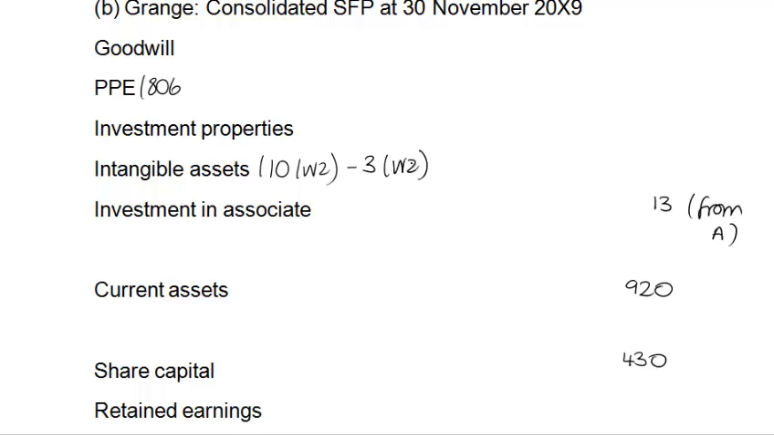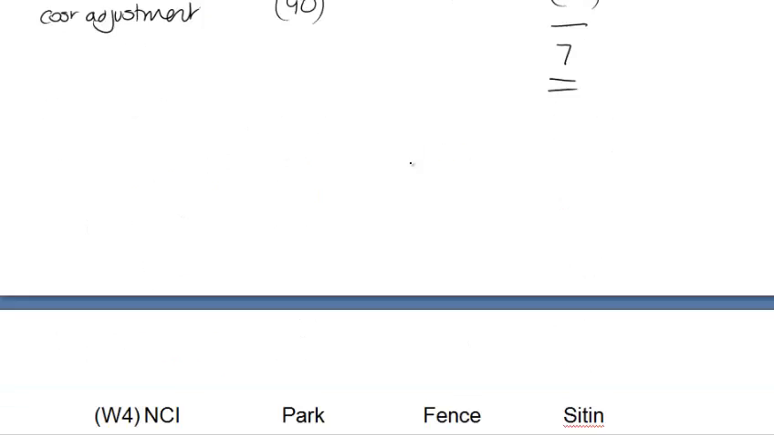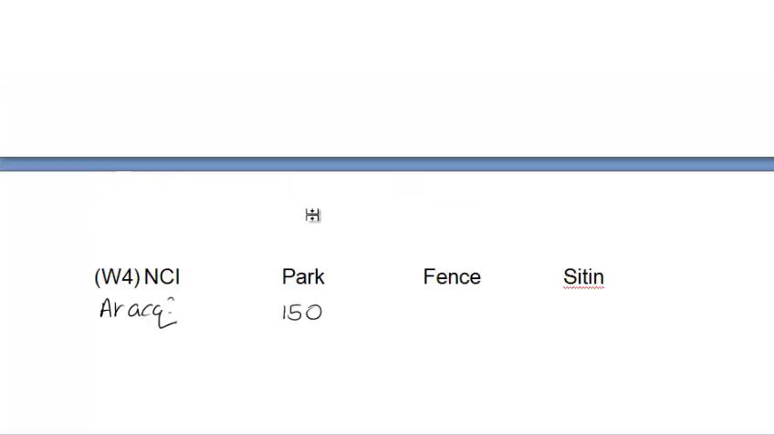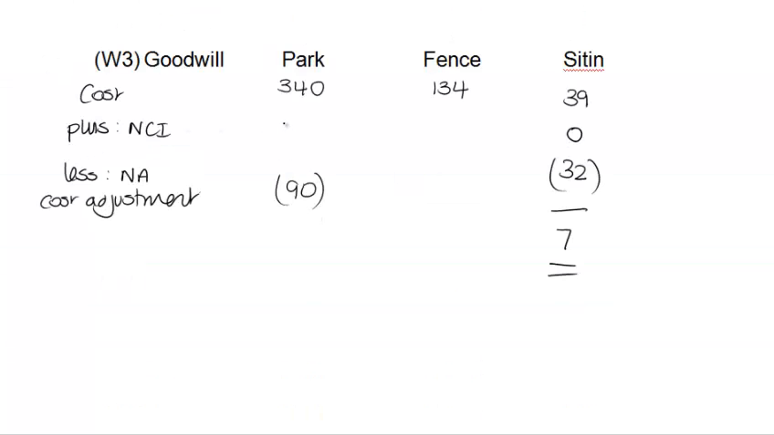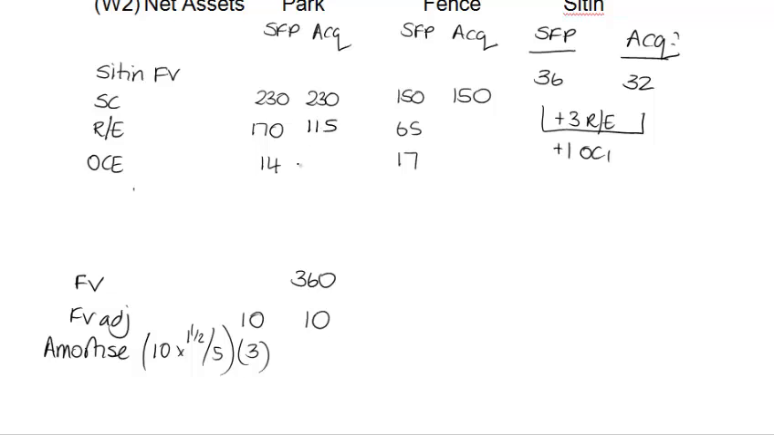Grange wishes to use the full goodwill method for all acquisitions. The fair value of the NCI was 150 million. NCI at acquisition, 150 million. Go to our goodwill calculation, plus NCI, 150 million. The retained earnings of Park were 115 and OCE was 10. So go to retained earnings, 115, OCE, 10.